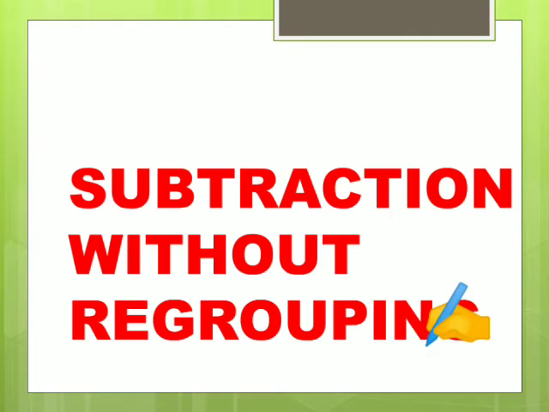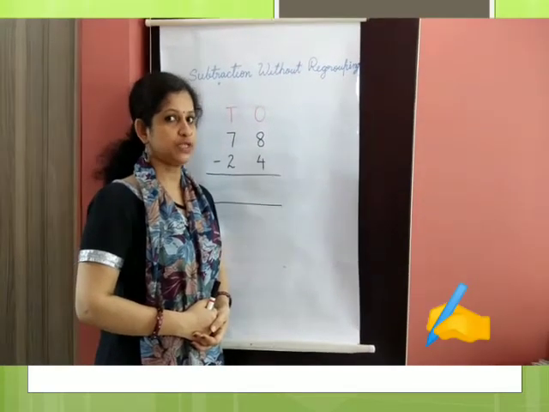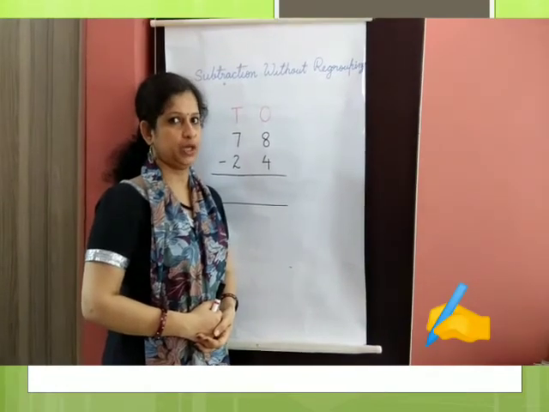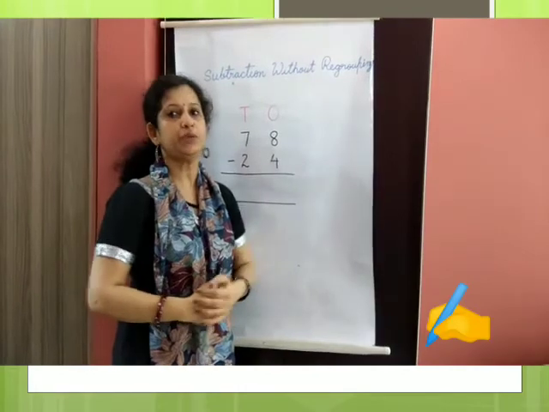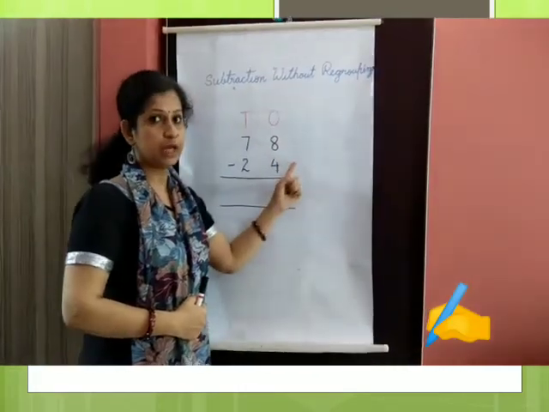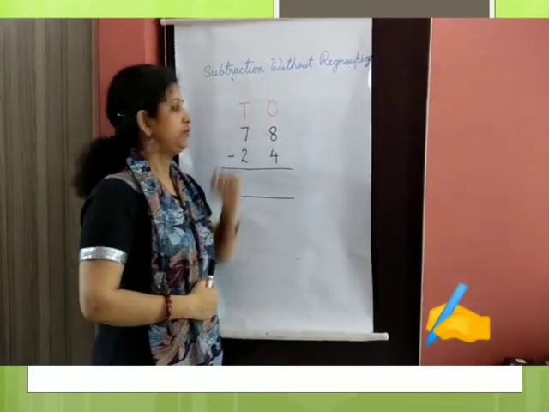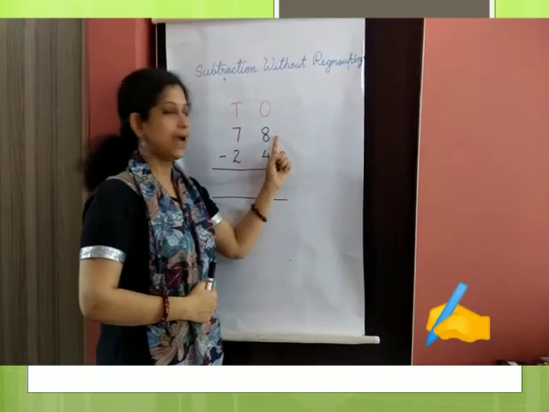Let's do one question on subtraction without regrouping. That is a subtraction sum in which we don't need to regroup ones to tens. So children, as the word suggests, without regrouping means we don't need to regroup the numbers in the ones column to the tens column. We will simply subtract the number at the bottom from the number at the top.